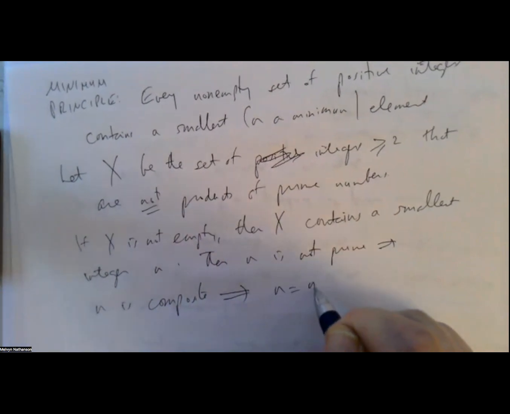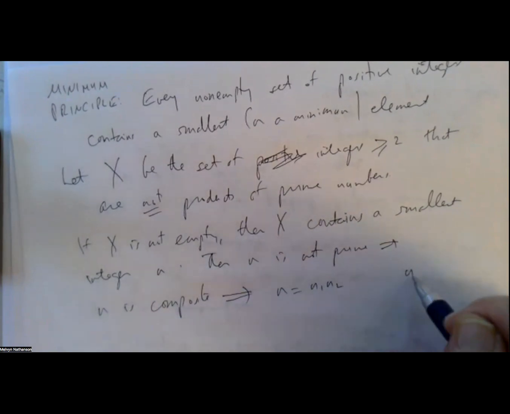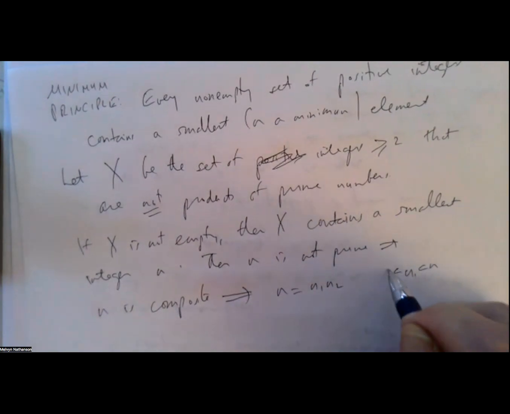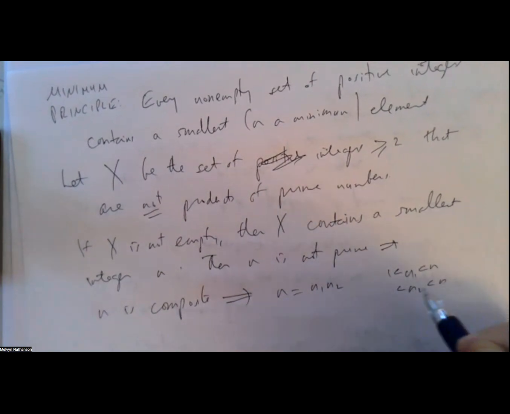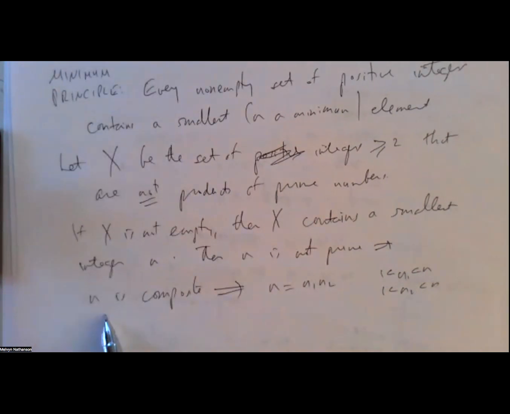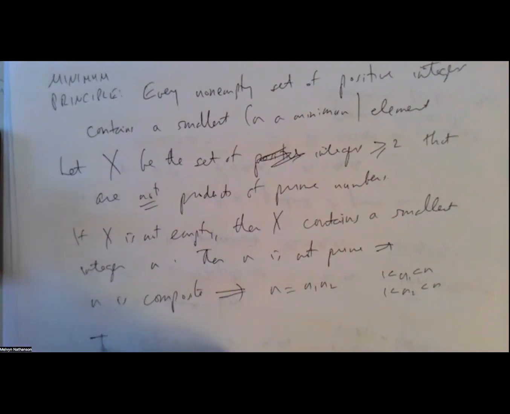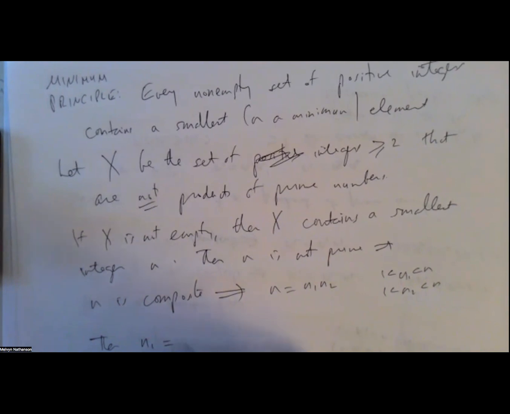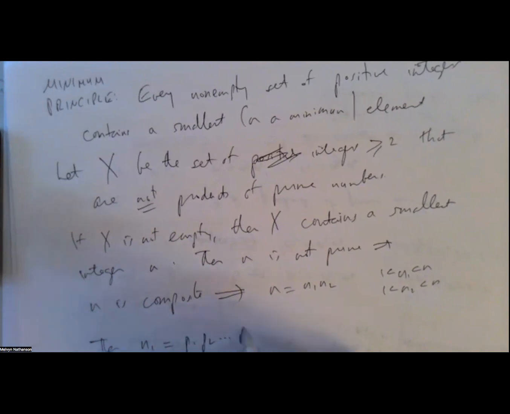So n is a product of two numbers, n1 and n2, where n1 is less than n, and n2 is less than n. Right? So n is the smallest number that's not a product of primes. So it itself cannot be a prime. So it's composite. So it factors into a product of two numbers, each strictly smaller than n. But then n1 is a product of primes because it's smaller than n.